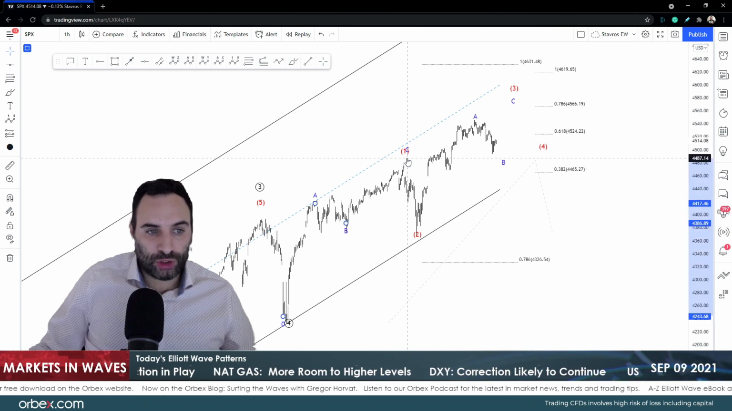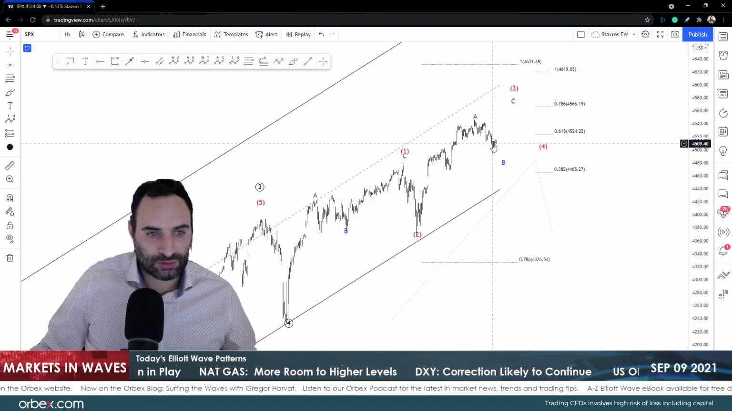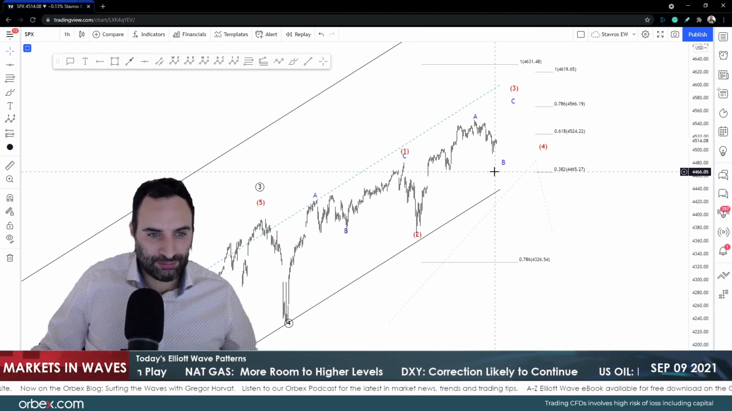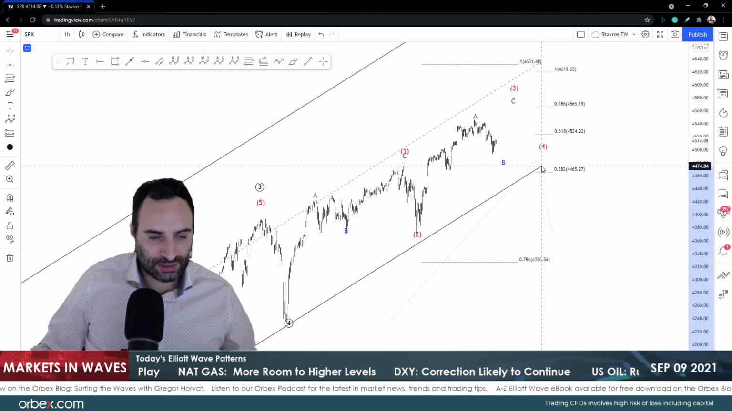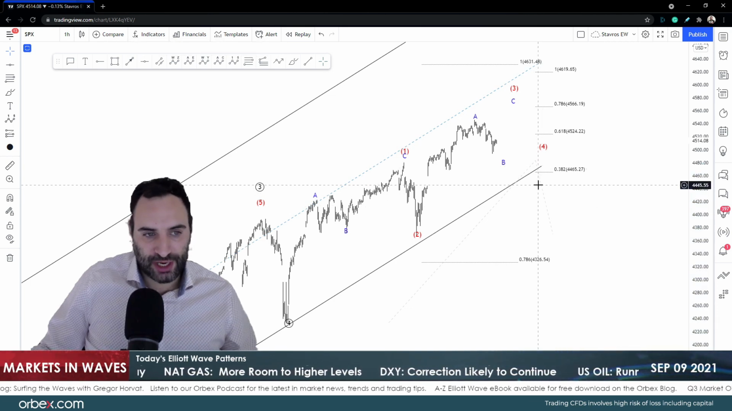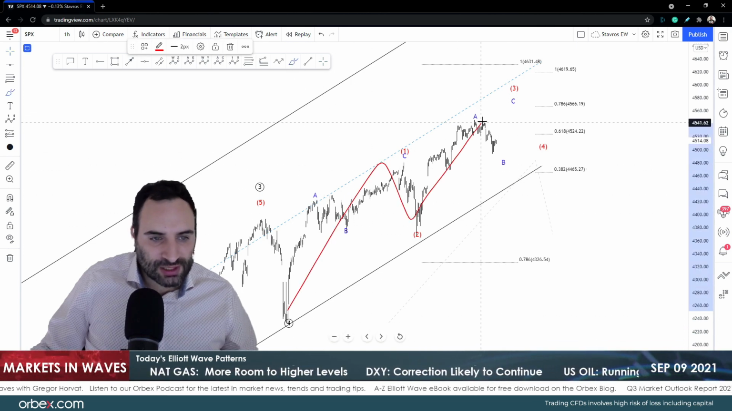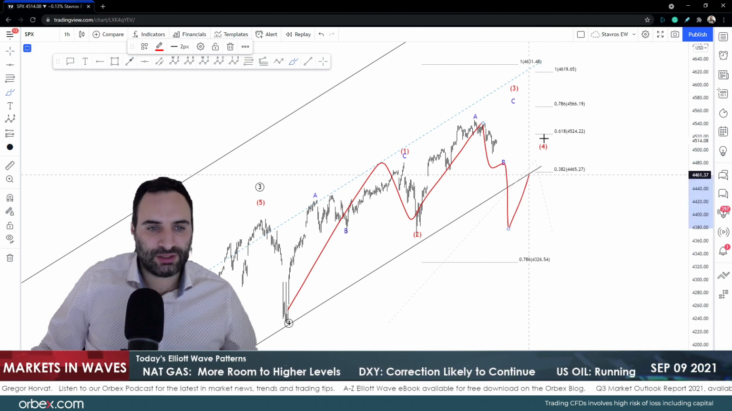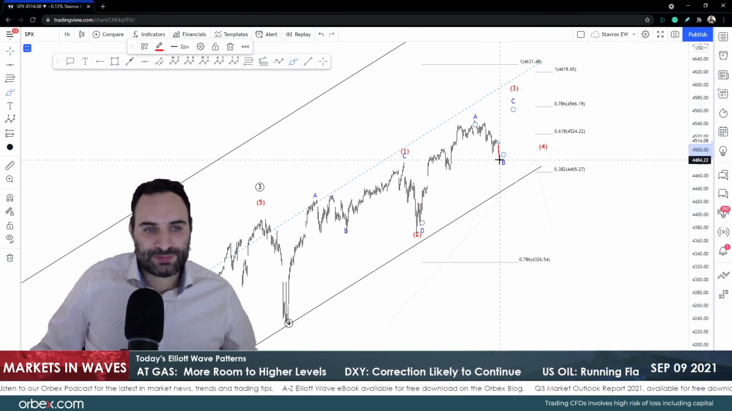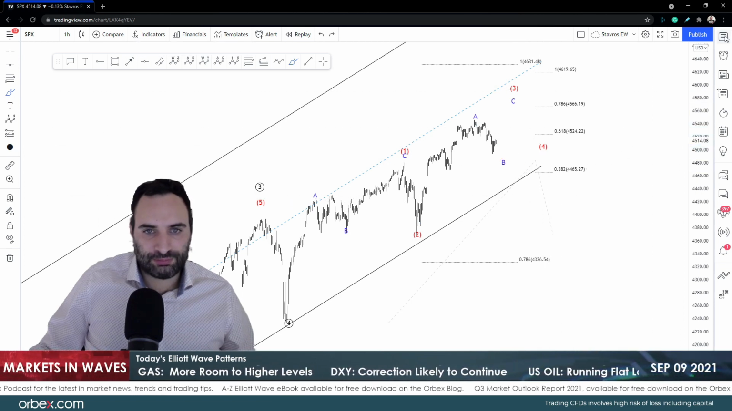Okay, we could break inside the territory of wave 1. It's not a problem. 4482. Yeah, but anything outside this channel, I will consider a change for the moment. At least it could be ABC perhaps, and get ABC over here and then continue higher. We're going to see, but for now, expect B, C, and up for 3.